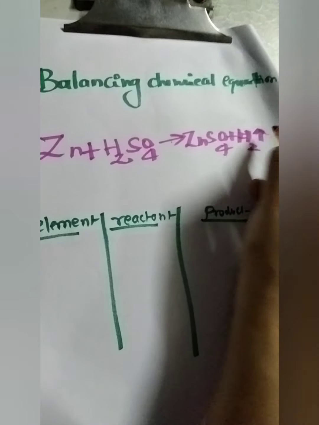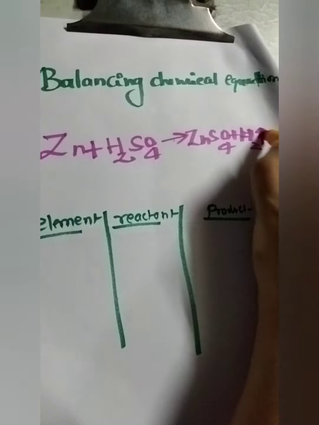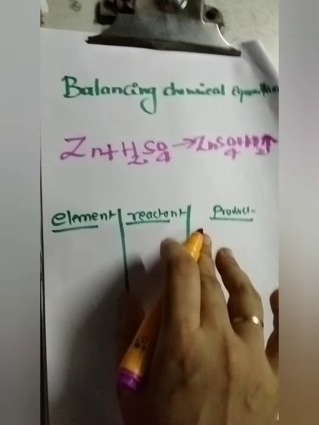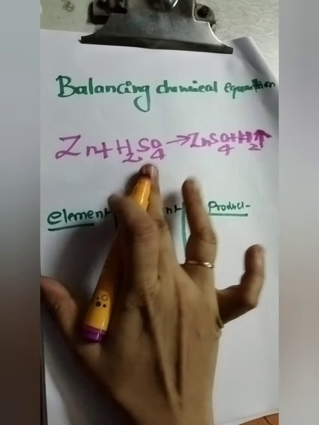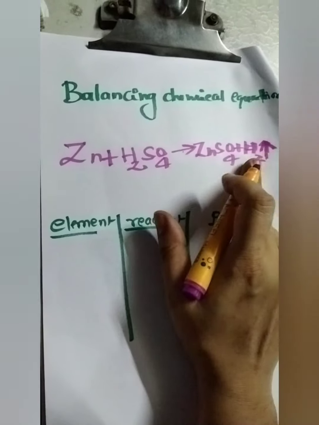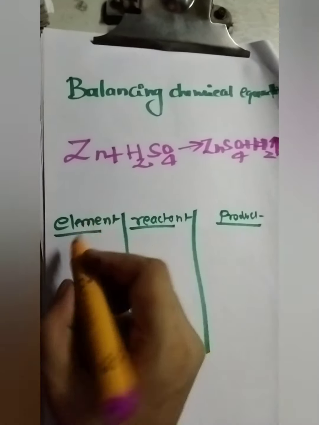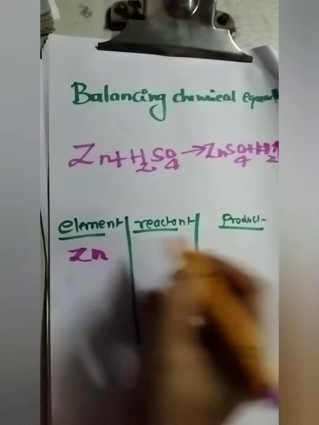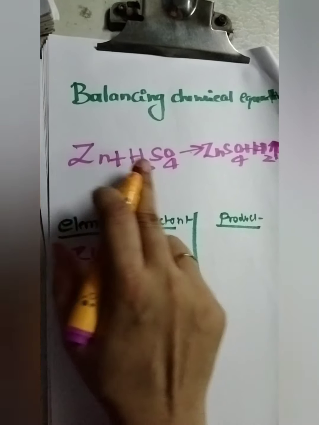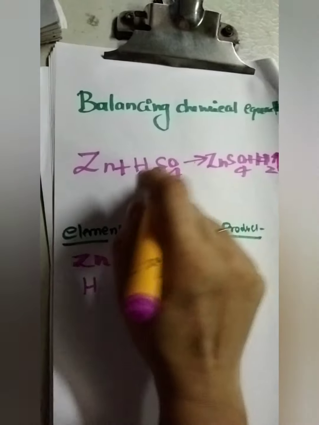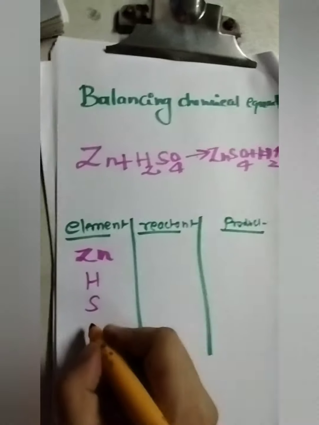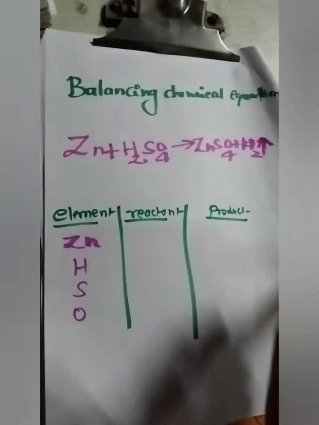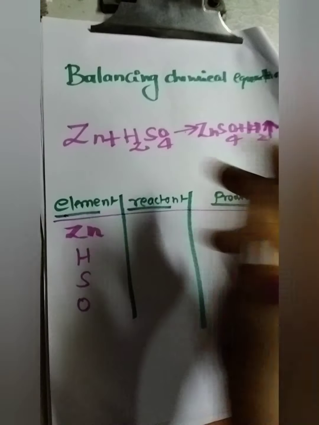This hydrogen gas evolution you can show with an upward arrow. Zinc plus sulfuric acid will give you zinc sulfate plus hydrogen gas. Let us note down the elements on the left hand side, the reactant side, that is zinc, hydrogen, sulfur, and oxygen. The same elements are there on the right hand side also. Let us write down the number of atoms of each element.